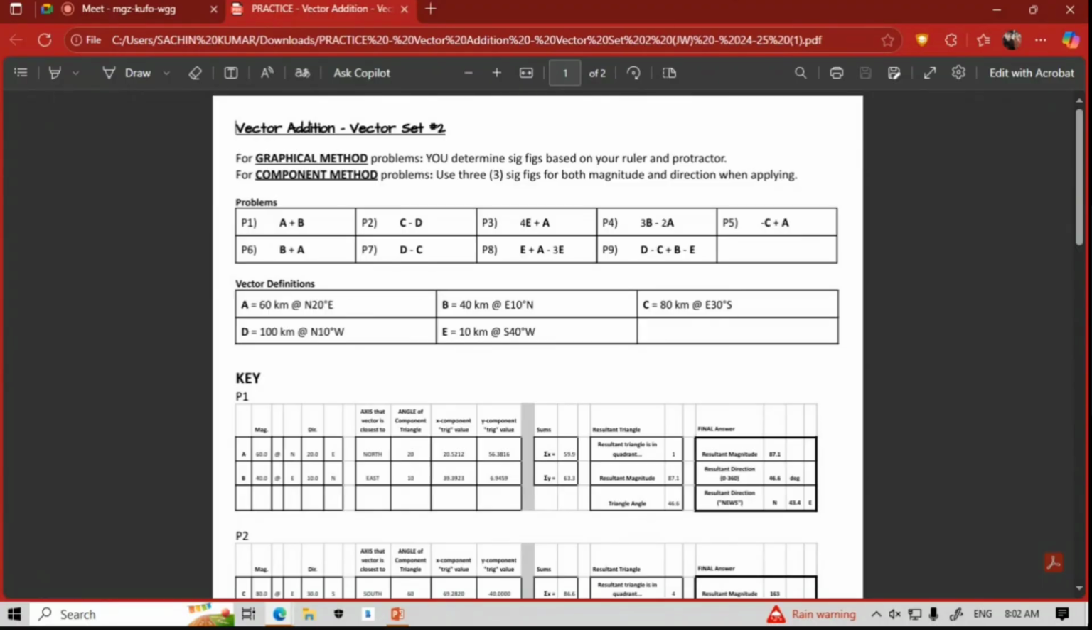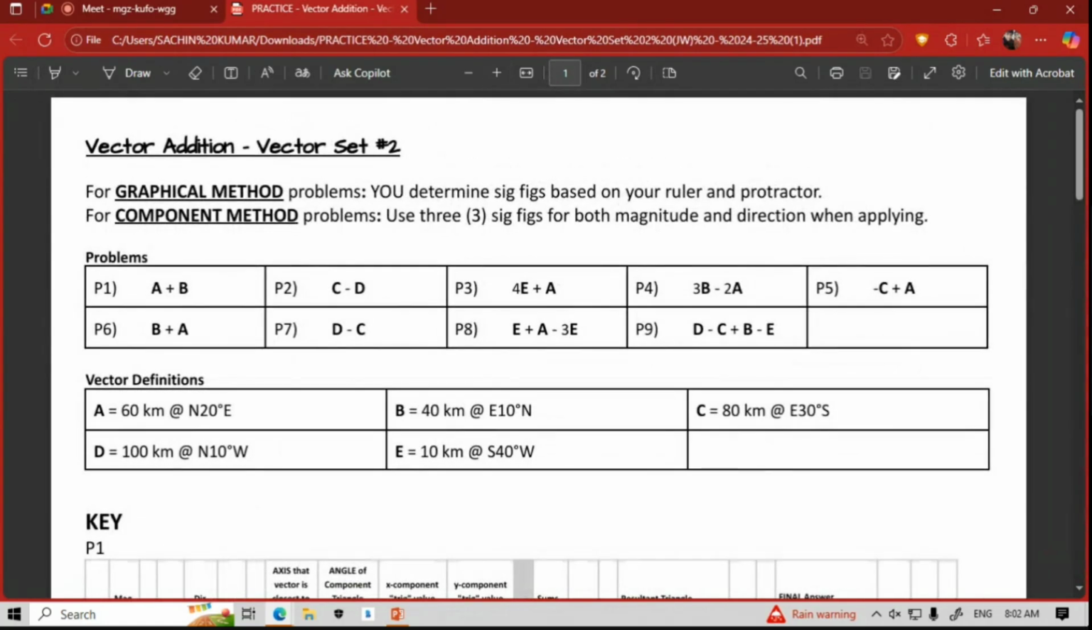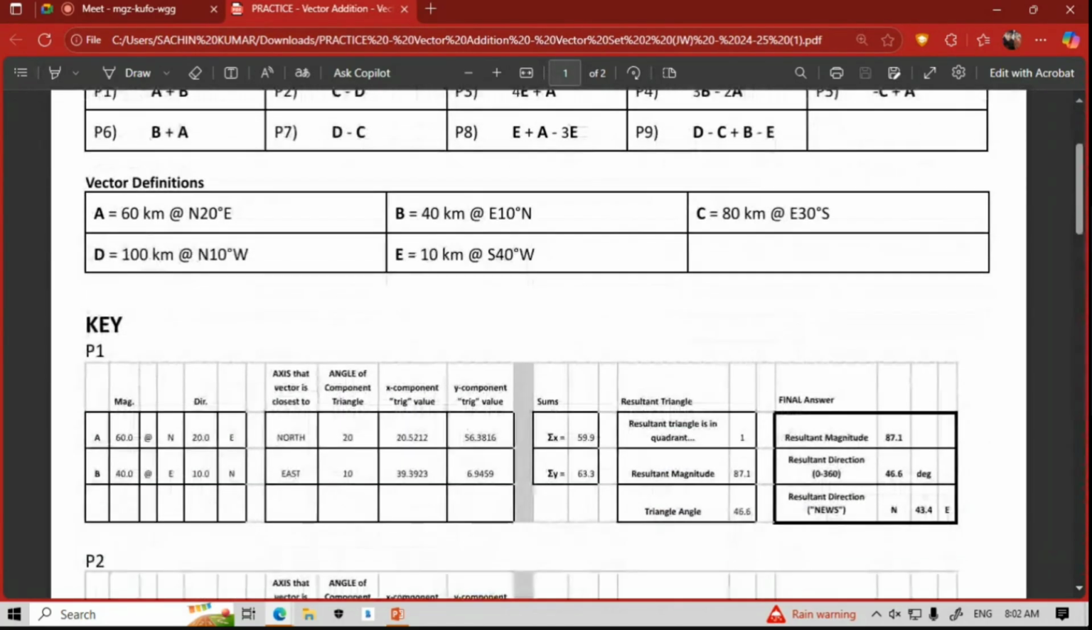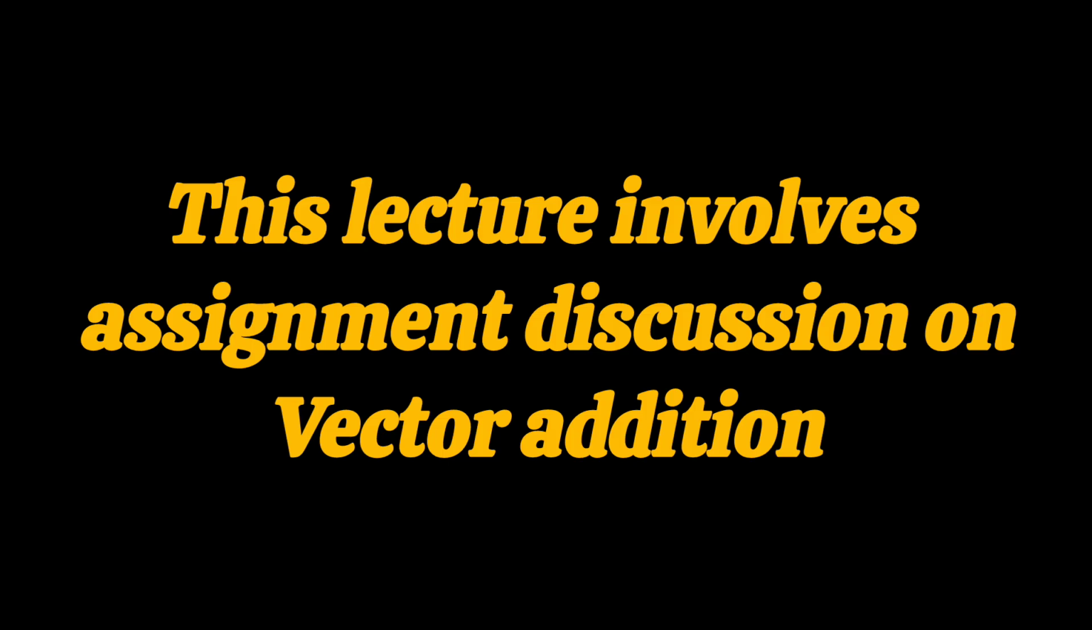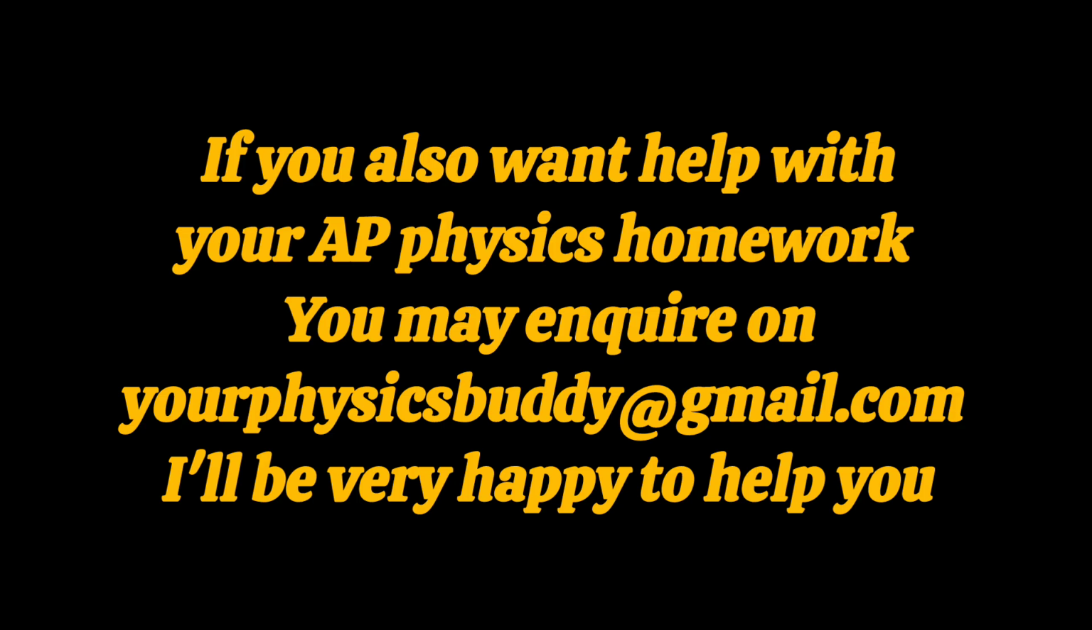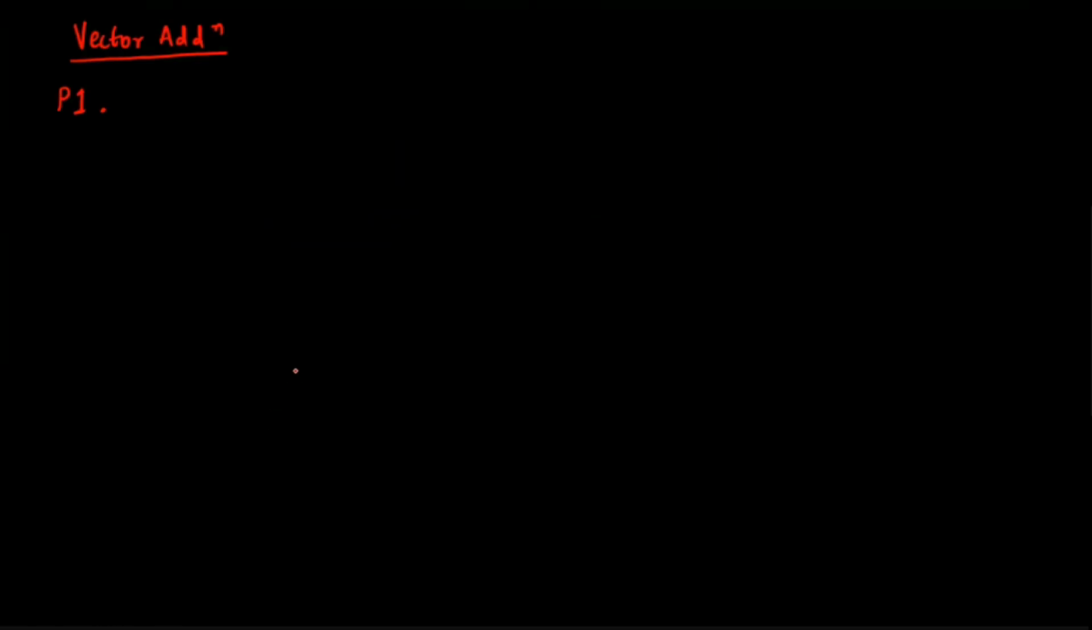So the component method is something which we did in the last class only. Here, as you can see, each problem is given and how the direction is mentioned. In problem one, it shows two vectors. This is vector A, which is supposed to be 60. Now it shows the direction, and the direction is 20° north of east. This is how it should be written.